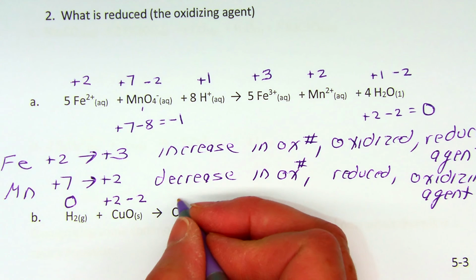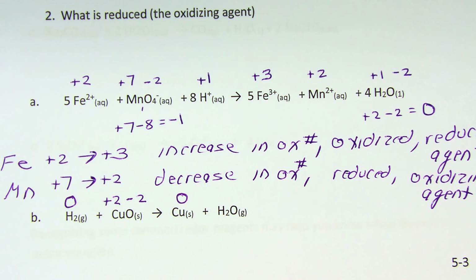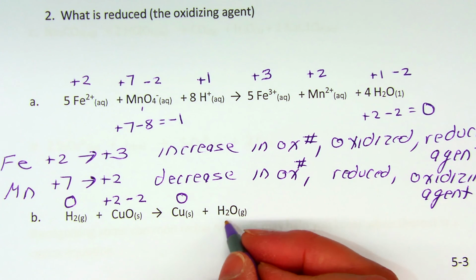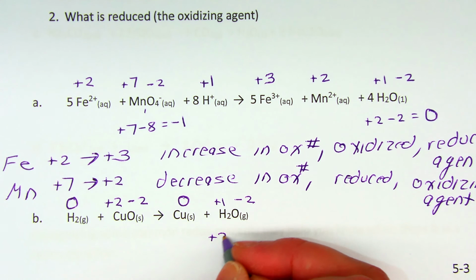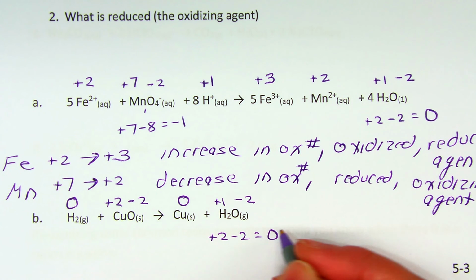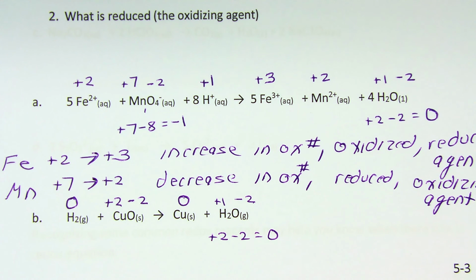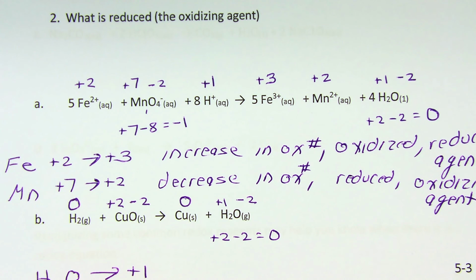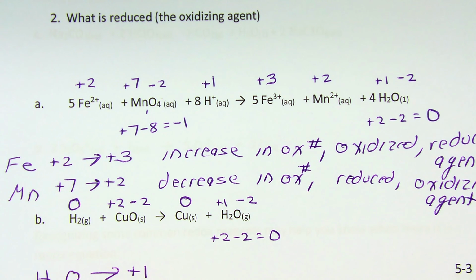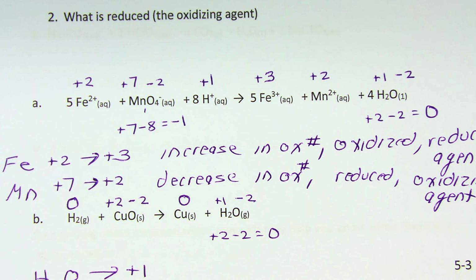Copper solid, element in its natural state, 0. Water, hydrogen's a +1, oxygen's a -2. +2 minus 2 is 0, so it all checks out. So now if we look at this, hydrogen went from 0 to a +1, and copper went from a +2 down to 0. Hydrogen did not change. Oxygen did not change.